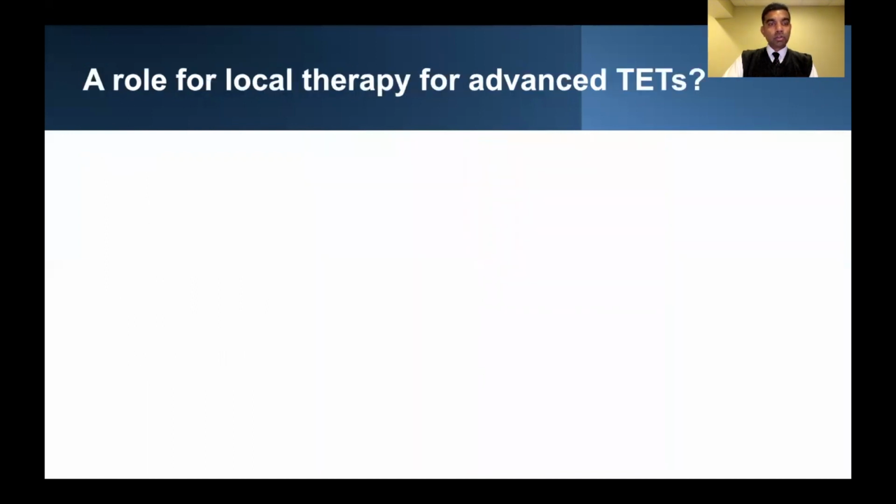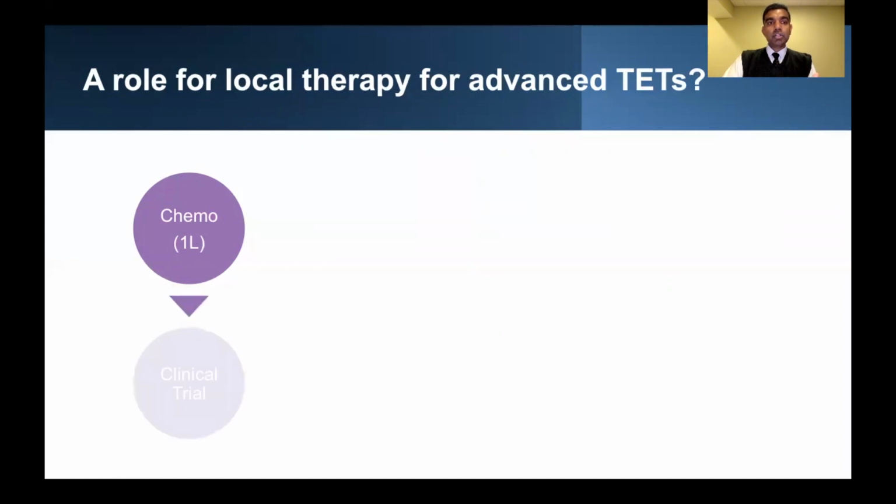Now, is there a role for local therapy for advanced thymic epithelial tumors? So this question comes in this sort of scenario where you treat someone with frontline chemotherapy, they do well, and at some point, unfortunately, the disease comes back. Does it automatically mean we go to second-line therapy and then third-line chemotherapy and maybe immunotherapy? Or is there a way to mix and match treatments in order to maximize benefit?